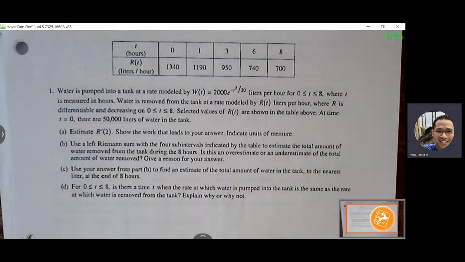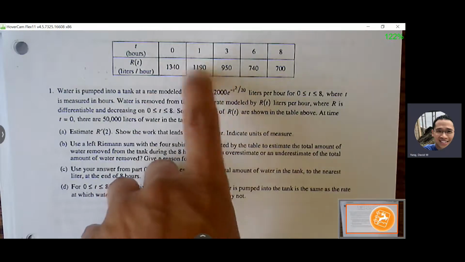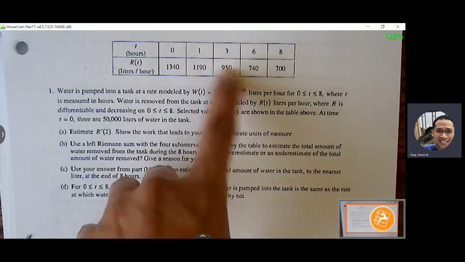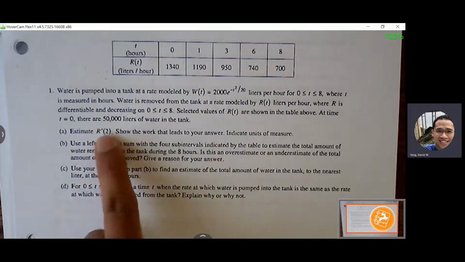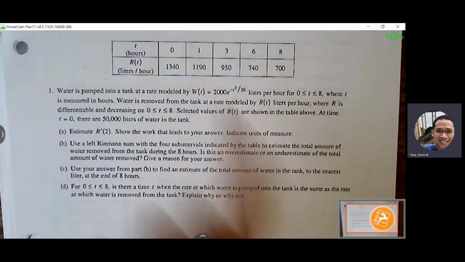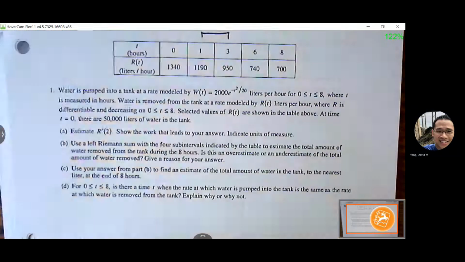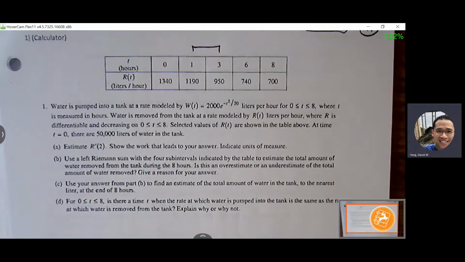Part A says estimate R prime of 2. So we don't have a function to find the derivative, but we do have ordered pairs from R of t. So the next best thing is the slope between points closest to 2. So we'll choose 1 and 3 and find the slope between those 2 endpoints.